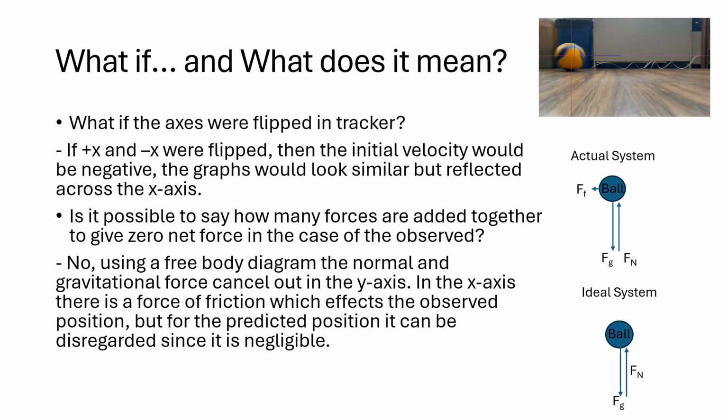Is it possible to say how many forces are added together to give 0 net force in the case of the observed? No, because the free body diagram has the force of friction acting on the object. For the actual system, it would not have given you a 0 net force in the x direction. But it would have in the prediction, because we assumed that the force of friction was 0.